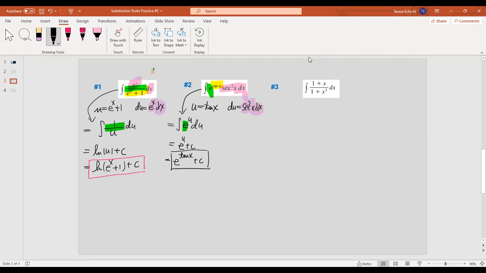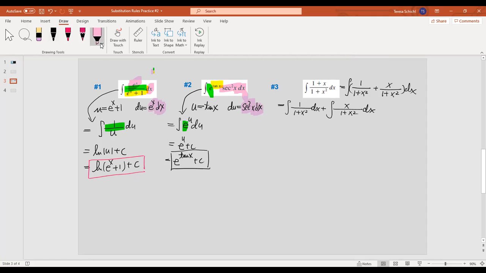So let me do a little bit of a trick here. I can separate this fraction. Can I separate it like this? Here is the common denominator, right? Then I can just separate like that. So you can separate this as 1 over 1 plus x squared dx, plus x over 1 plus x squared dx.